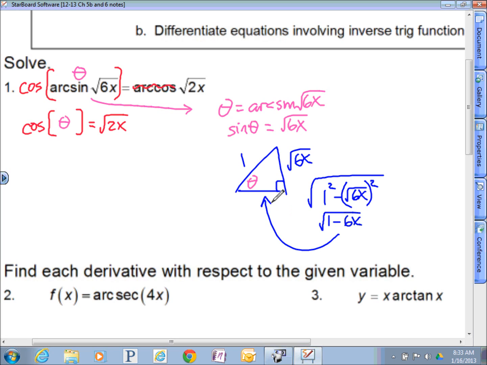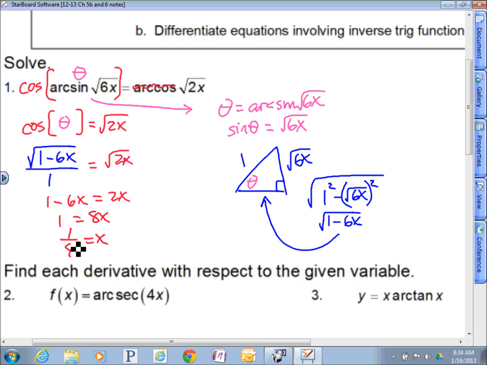Now what are we looking at? We're looking at the cosine of that thing. So cosine would be that root of 1 minus 6x, that's the adjacent side, divided by the hypotenuse, which is 1, and we're going to set that equal to root of 2x. Well, now I've got an equation that looks like I can solve. So if we want to solve that equation, how about if we square both sides? If I square both sides, left side looks like 1 minus 6x, right side looks like 2x. Add your 6x over to the other side. So 1 is the same thing as 8x. Looks like my x is going to end up to be 1/8.